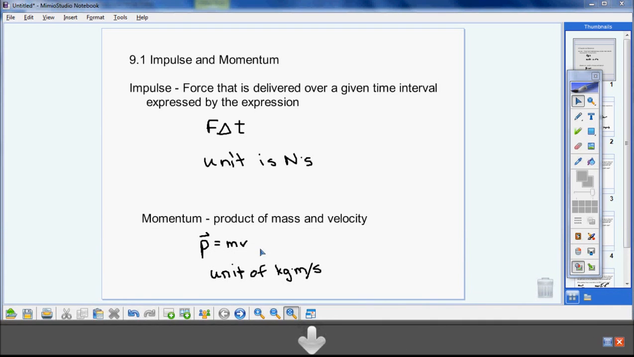Momentum is given by the letter P. It is also a vector quantity. It has a direction to it. Something has a velocity, which is a vector quantity. It's multiplied by a mass, which is not. That means that there's a direction to momentum. The unit for momentum is kilograms times meters per second. Kilogram, meters per second, mass, and velocity. So it's got those couple of things that are going on.